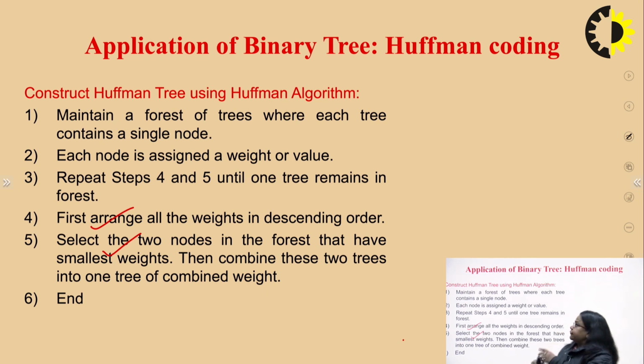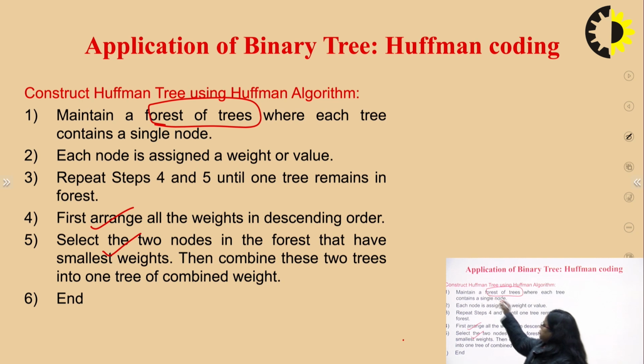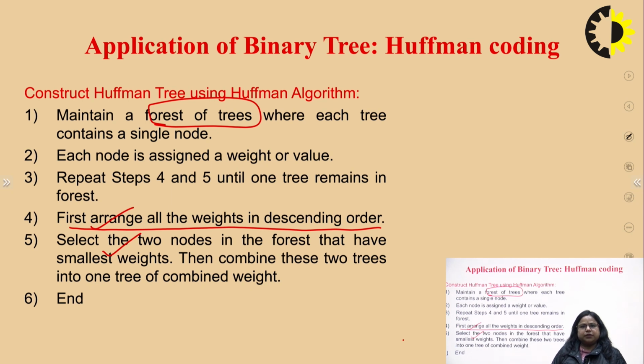Out of the complete forest of trees, we have to repeat steps number 4 and 5 until we reach a single tree that remains. In step number 5, we have to select any two nodes in the forest which have the smallest weights, and combine both trees into one tree, with the combined weight of the individual trees.